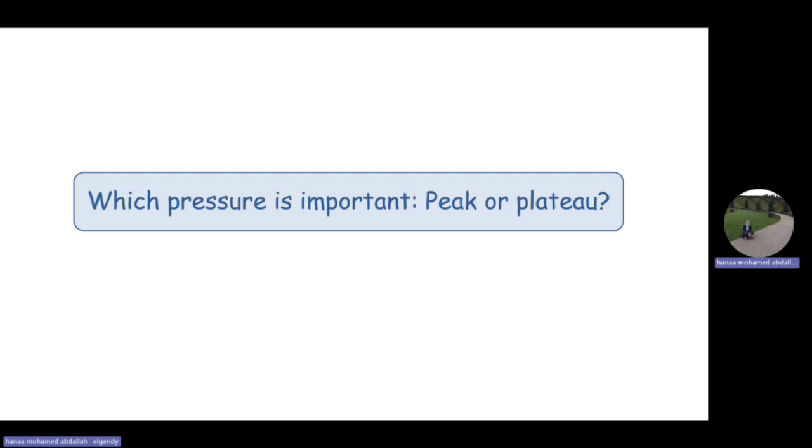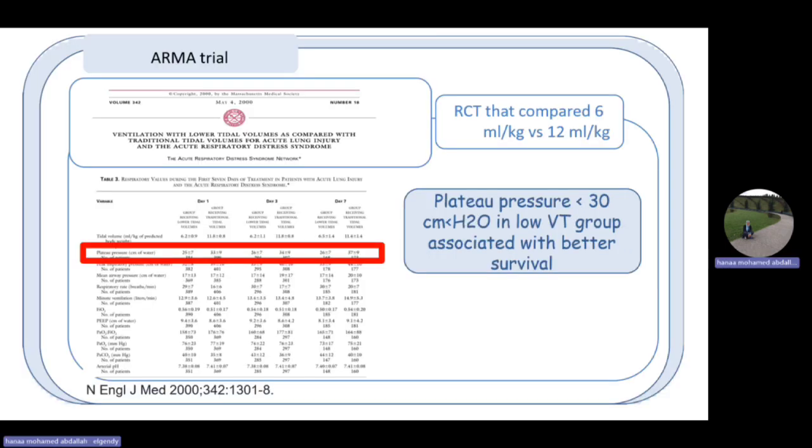So the peak pressure is the maximal pressure at the proximal airway, and the plateau pressure is the pressure inside the alveoli. Which is important, peak or plateau? A plateau pressure less than 30 centimeters of water, in patients with low tidal volume of around 4 to 6 ml per kg or double the dead space of the patient, is associated with better survival than the group with higher tidal volume of around 12 ml per kg. So we have to keep an eye on the plateau pressure while we are ventilating our patients. Also, we have to manage the reason for a high peak pressure and exclude any airway obstruction while managing mechanically ventilated patients.